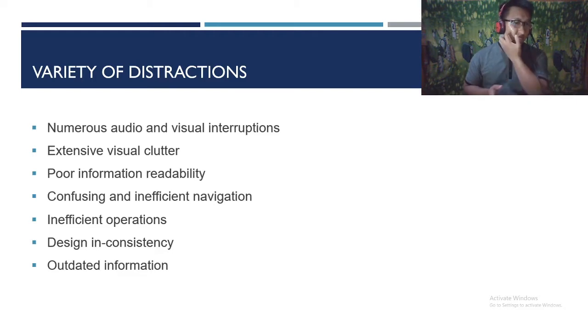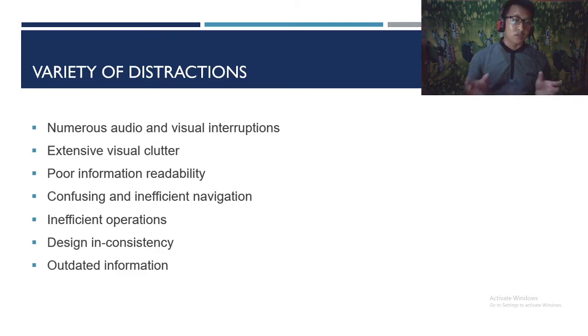Next is extensive visual clutter. Visual clutter is something we need to consider also. We don't need to have a lot of clutter on the screen. We need to eliminate that one, because if your screen has a lot of clutter inside, what will happen to the user? You know what will happen already.